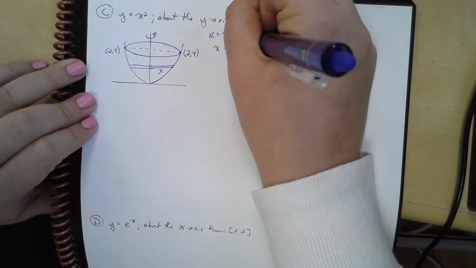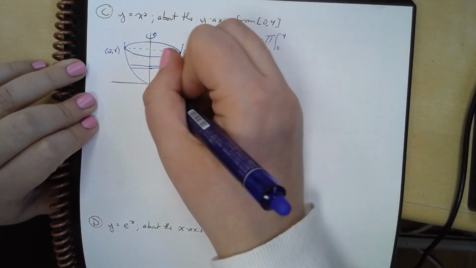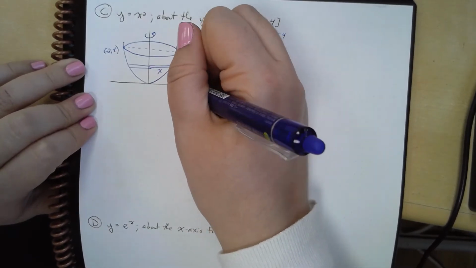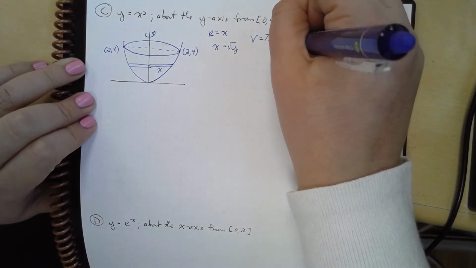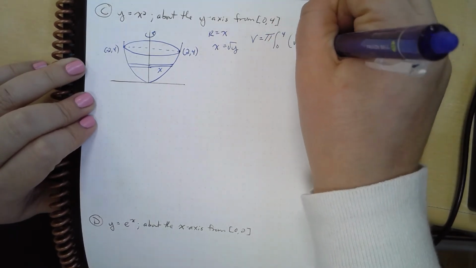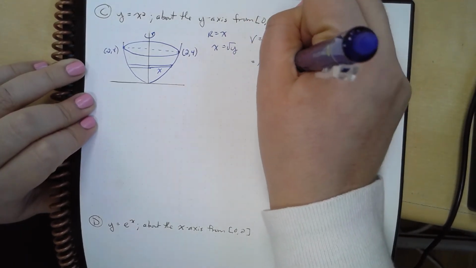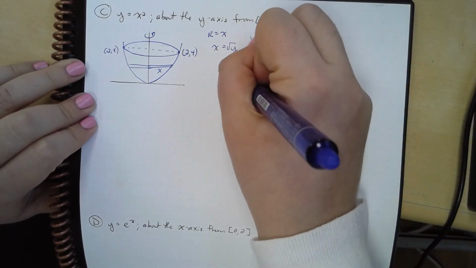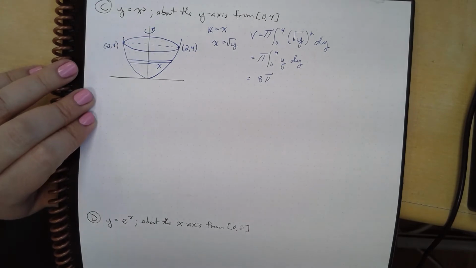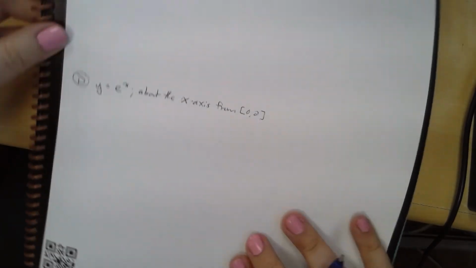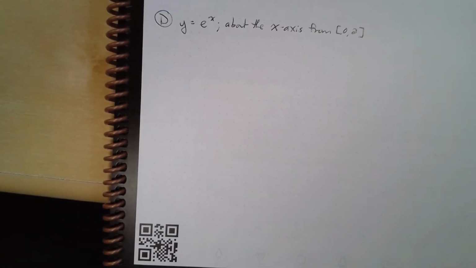So our volume is going to equal pi from 0 to 4, because we're going from 0 to 4 here on our y-axis, of our radius squared, which is the square root of y squared, dy. So that's equal to pi from 0 to 4 of y dy, and that is going to be equal to 8 pi, very similar to the last one that we did. Okay, let's do one more example of our disk method here, and then I want to dive into the washer method a little bit.